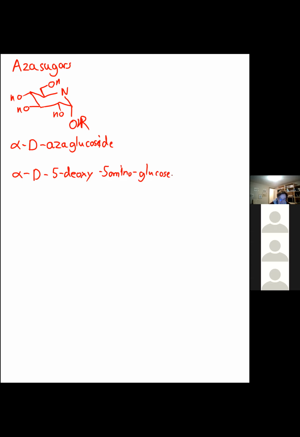That's effectively what that is, because what we've done is we've taken the C5 oxygen, which is the ring oxygen, and we've swapped it out for nitrogen. And that is literally how you make them. What we need to do is swap out that C5 oxygen for a nitrogen. So let's think about what that looks like.